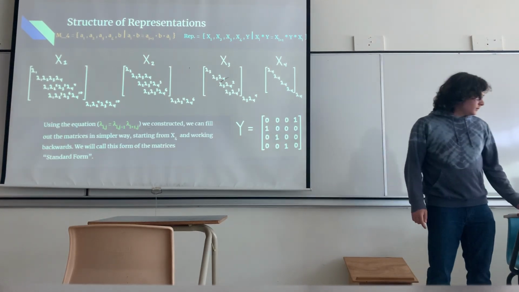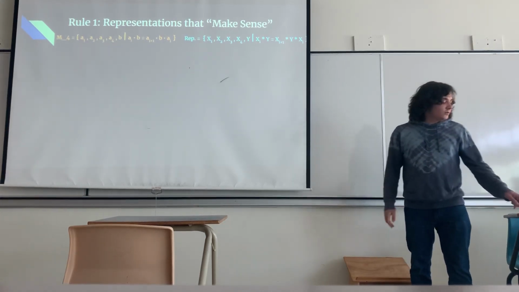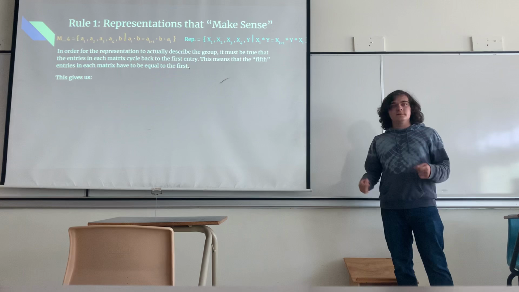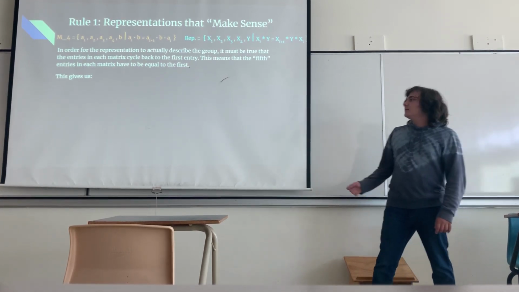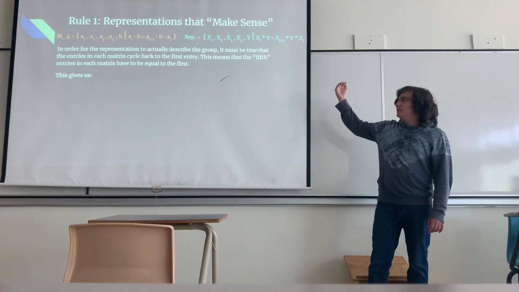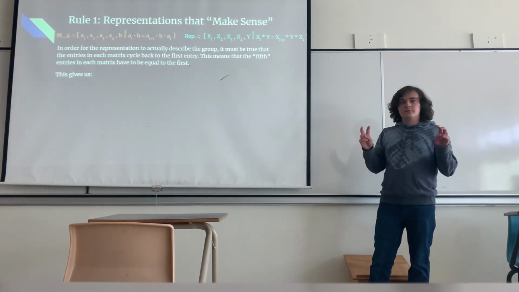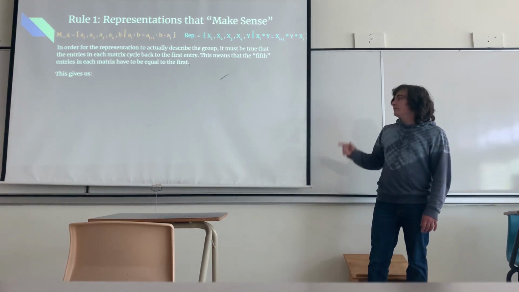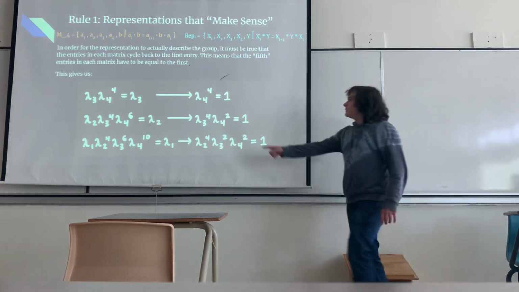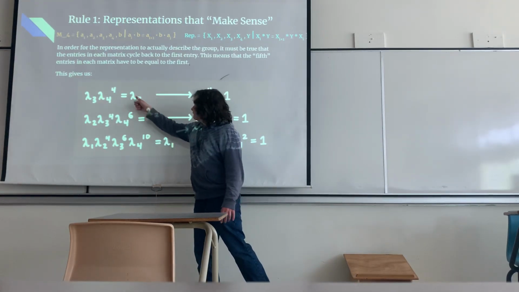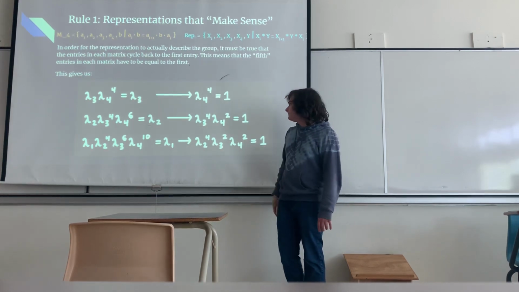Okay. So let's go over the first rule. We want our representations to hold the same quality as the group about this cyclic nature. So what that means is that as you go down the entries of each matrix, we want to end up back where we started. So that means that each of those fifth entries has to be equal to the first entry in the same matrix. So that'll give us this. Notice that these are all the fifth entries, and these are the first ones. So we need them to all be equal, so that means we complete the loop of the matrix.